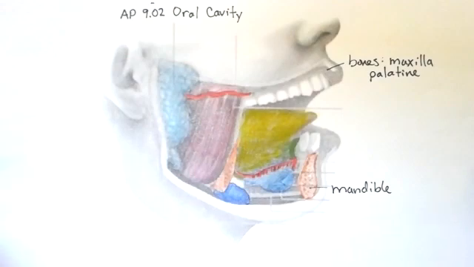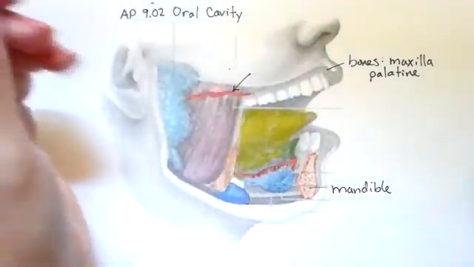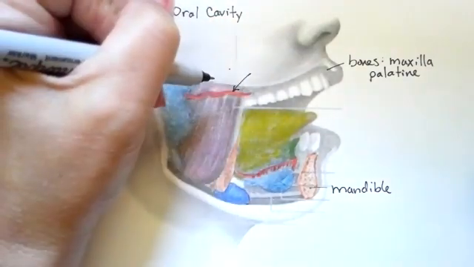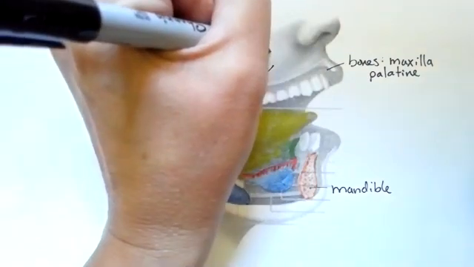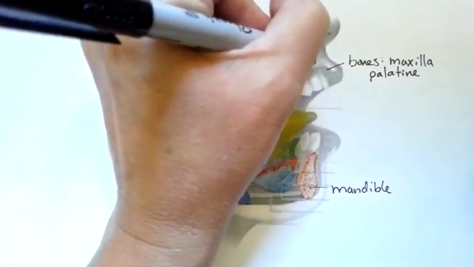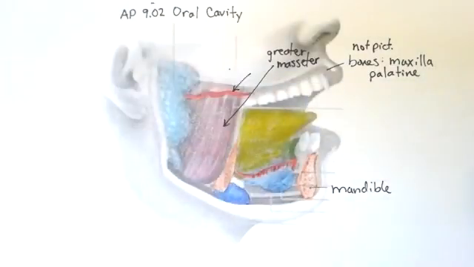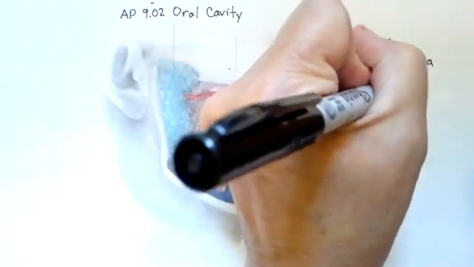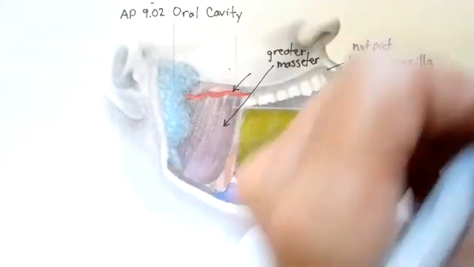Then we also learned about the muscles. We know that in pink, I have the greater masseter. And we also, again, not pictured, in addition to the maxilla and the palatine, we know that the muscle that controls opening and closing here is the orbicularis oris. So we learned that as well.